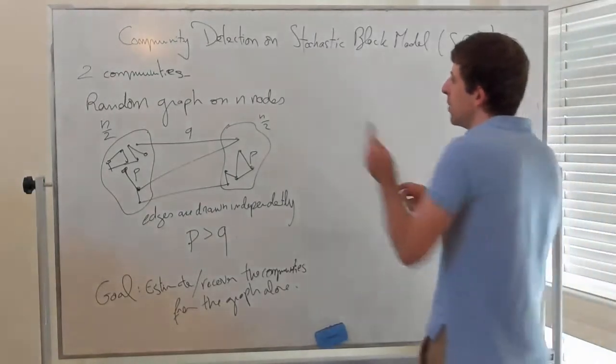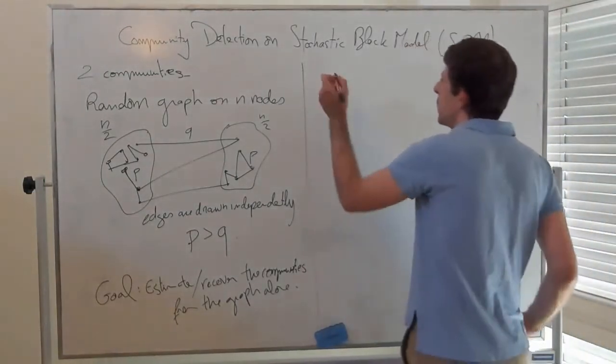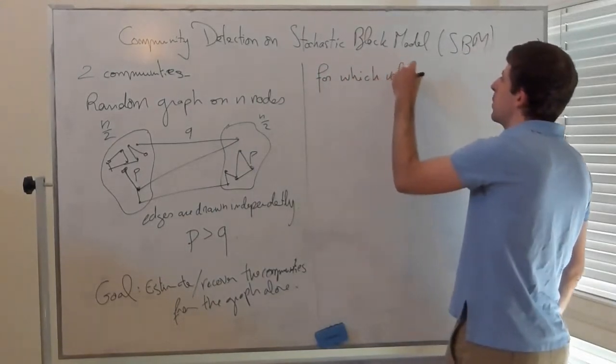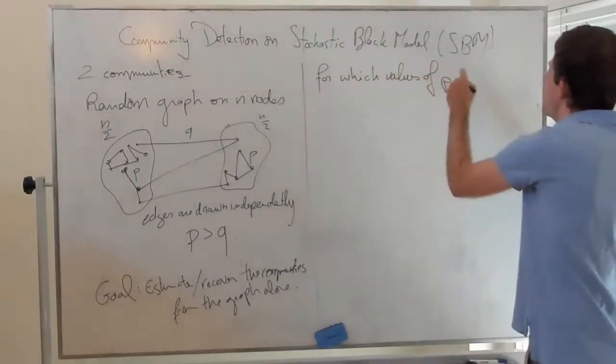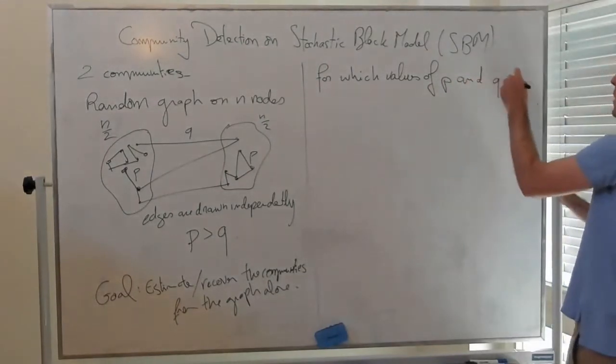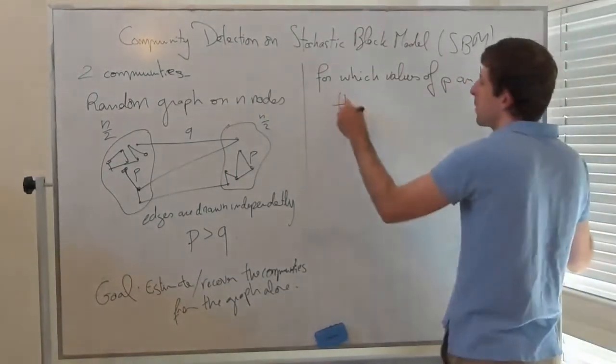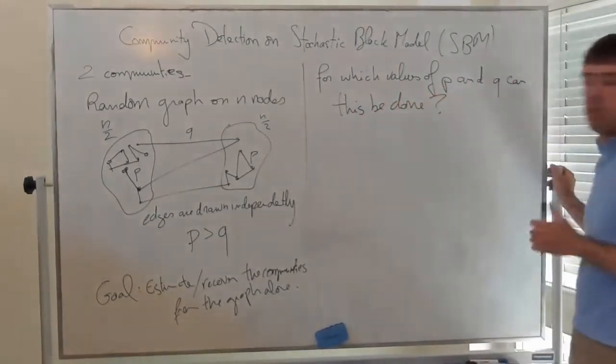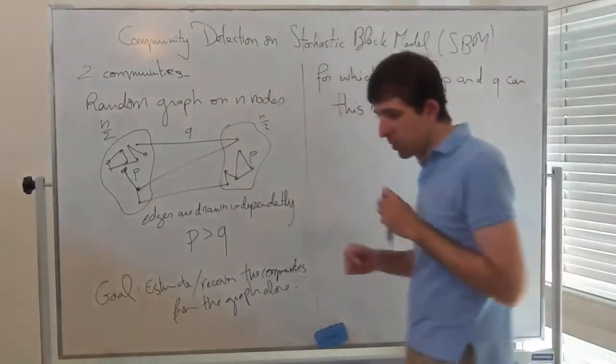Right, for which values? Right, and now the kind of question we want to ask is for which values of p and q can this be done? Right, so this is now the question, for which values of p and q can this be done?